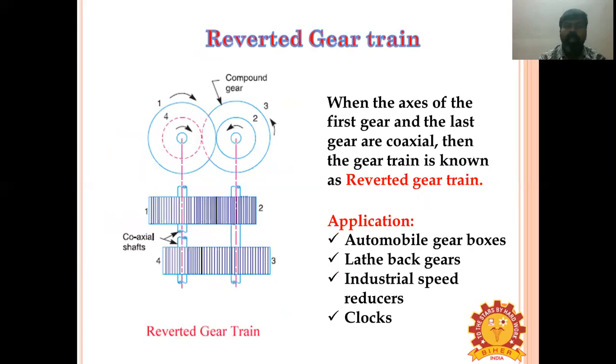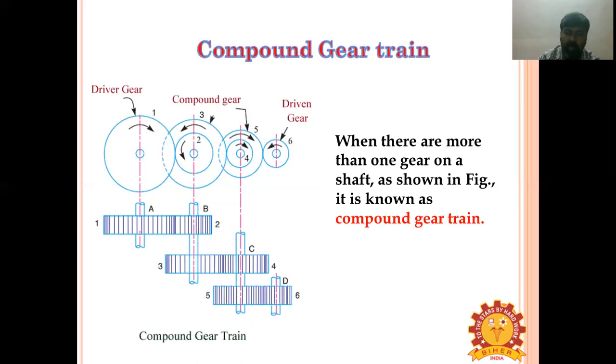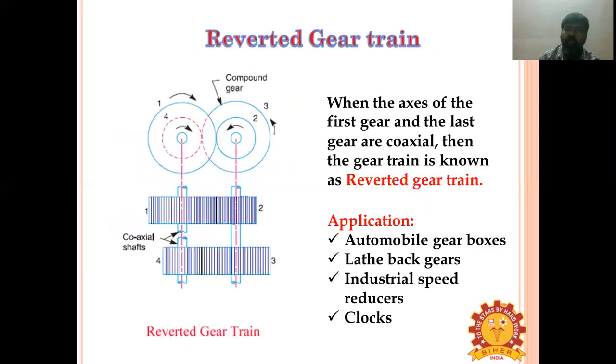So come to the next type of gear train, the reverted gear train. It is in the diagram. When the axis of the first gear and the last gear are coaxial, that is, in the same axis, then the gear train is called a reverted gear train.